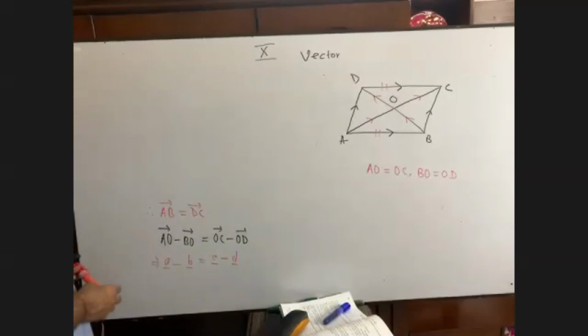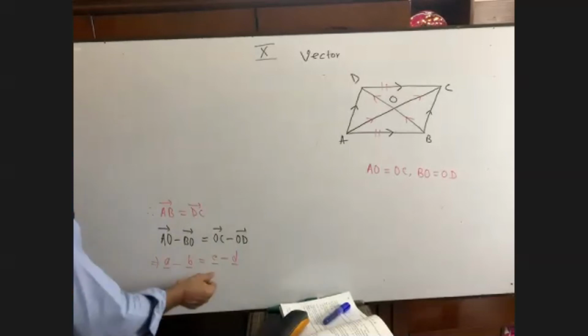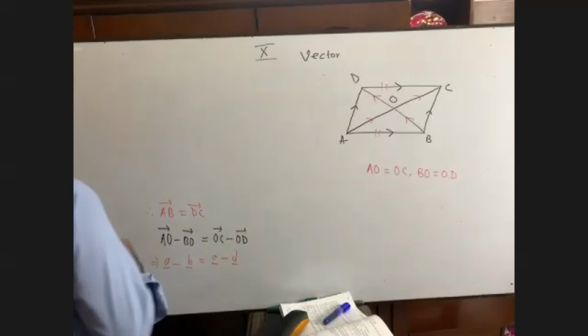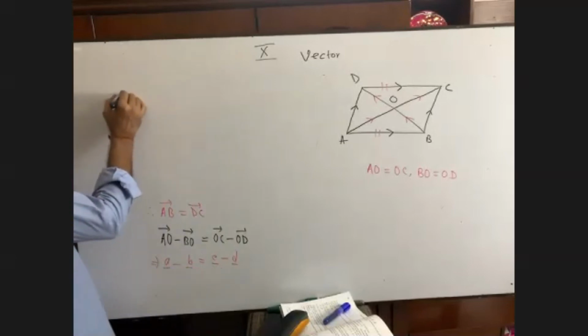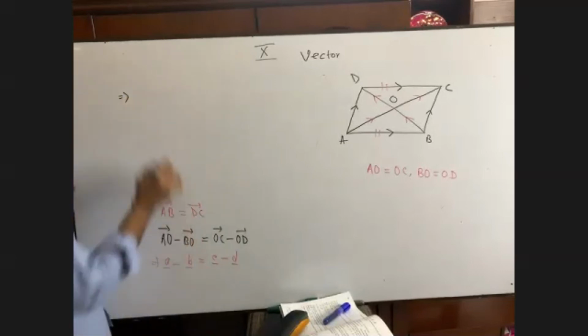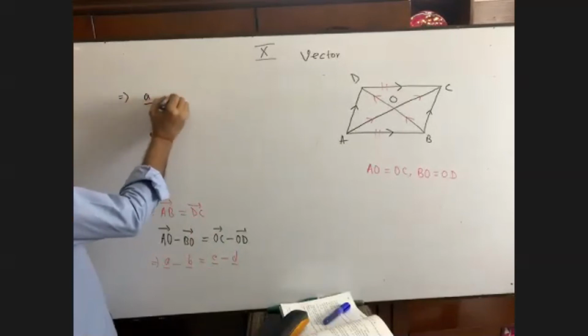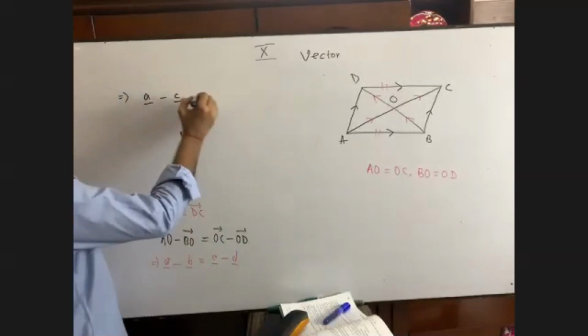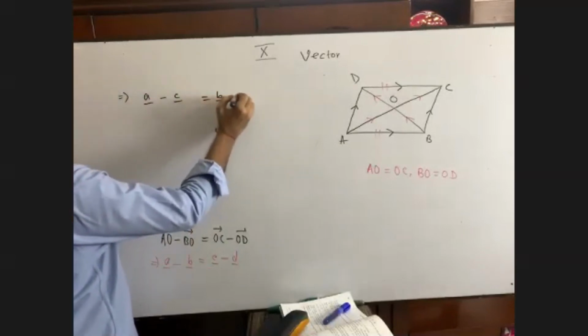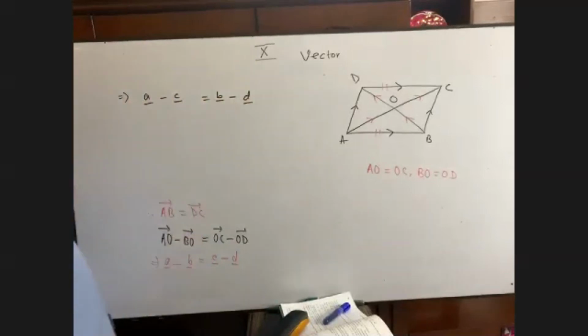Now, you can do one thing. Suppose you can take C here, B there. Okay. That means after that you write down A minus C is equal to B minus D. Now the question is, why have we done it?